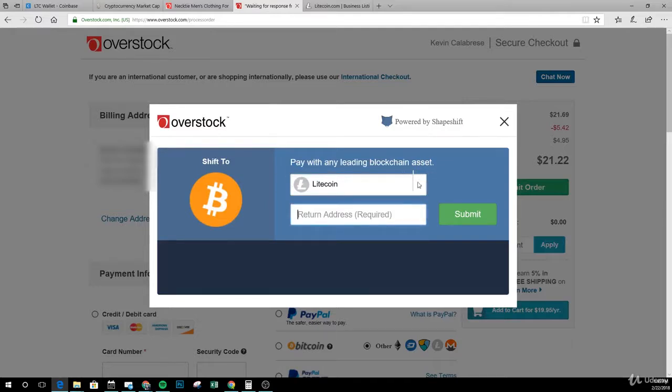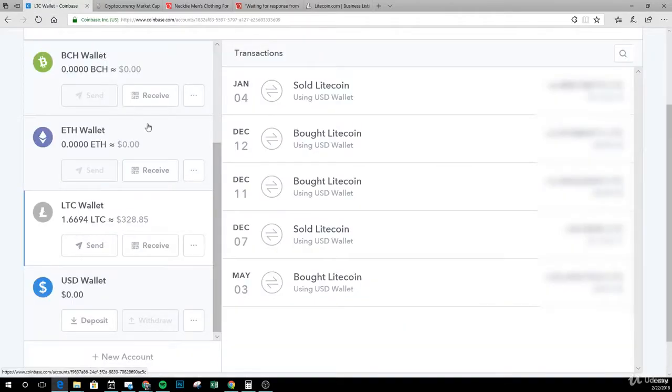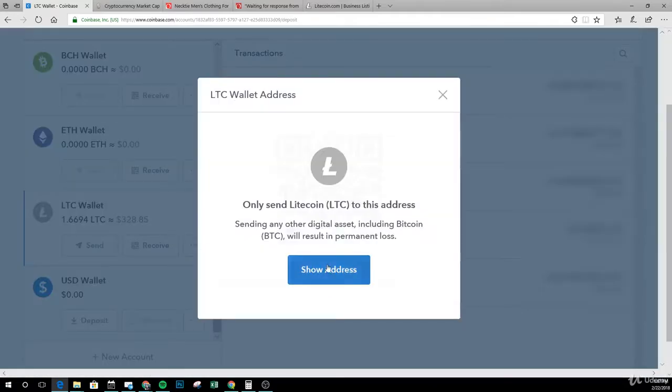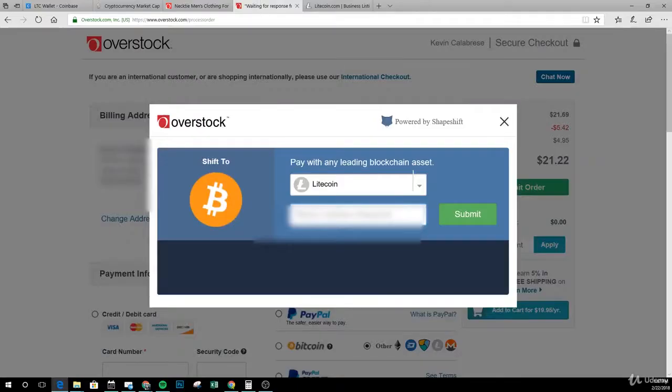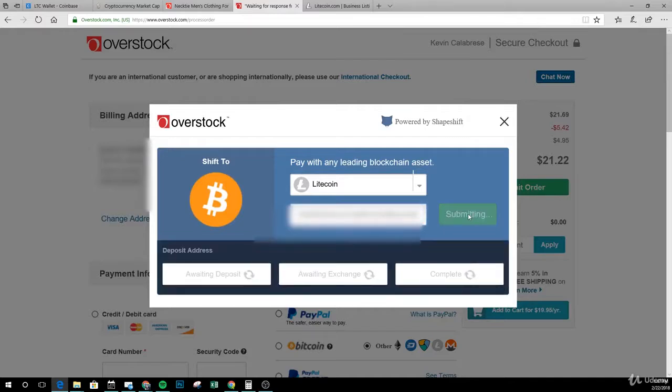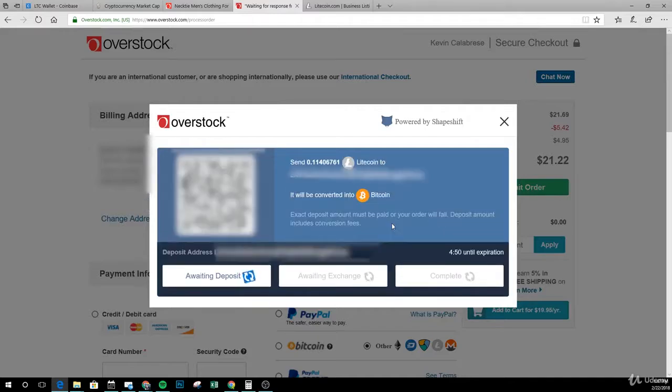So after we've selected Litecoin, you do have to provide a return address. So go over to Coinbase and then go over to accounts and then go to your Litecoin wallet. We've already gone over this in the other lecture showing the tour of Coinbase, but essentially click on receive and then show the address, copy that address, and then paste it over at Overstock. So paste that address in, submit.